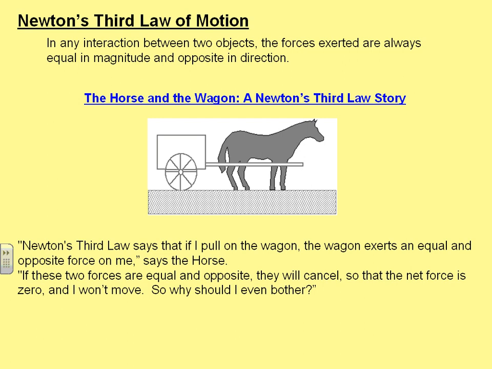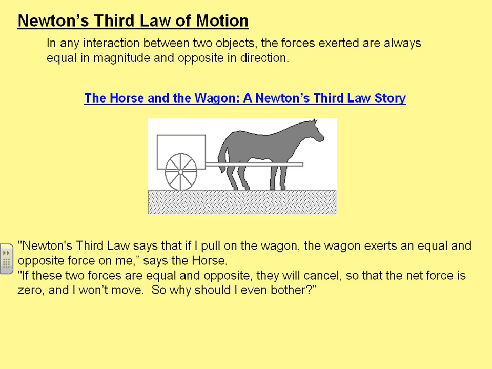We saw that in our activity, right? We had the two force probes hooked together by the hooks, and if you pulled them apart, no matter how hard you pulled, the other one pulled back with an equal and opposite force. Well, as we've seen in the past, if forces are equal and opposite, they cancel out, and that would mean the net force is zero. And if the net force is zero, then I won't go anywhere. So why should I even bother? Very smart little horse here.